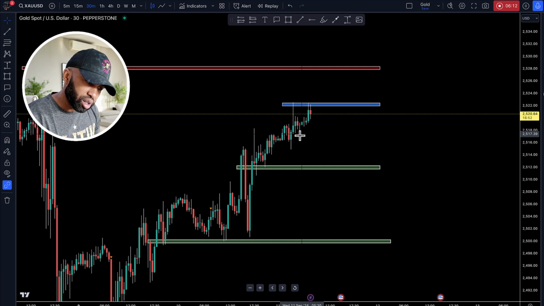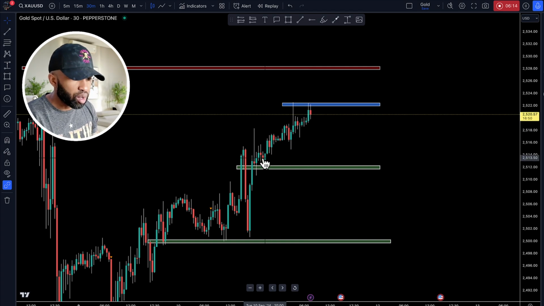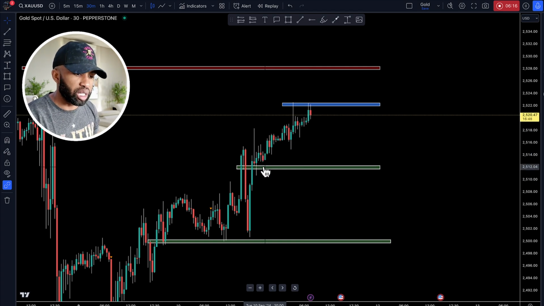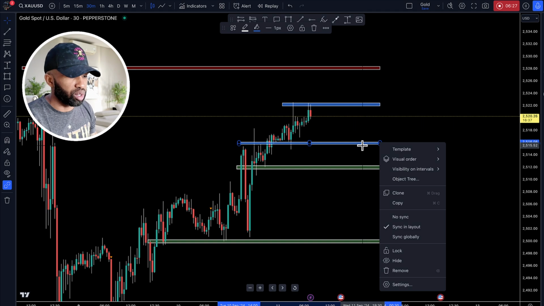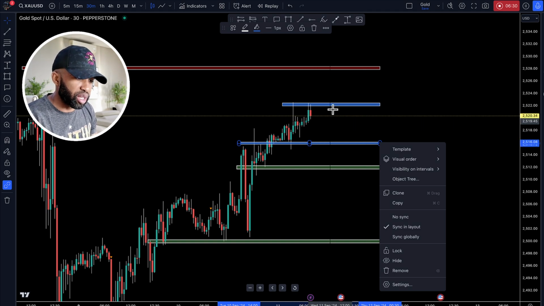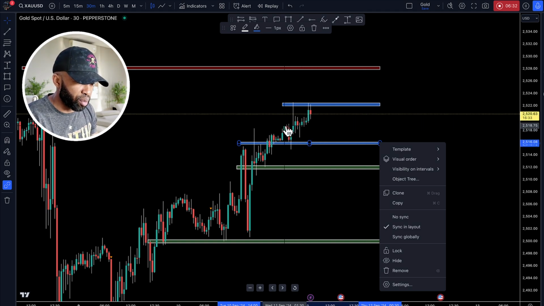So I am not going to sell in this zone. Why? Because there are too many areas for price to reject. This looks like a support. This entire region right here looks like a support. See that? So if we sell from here, price could bounce from here. Price could bounce from even right here.